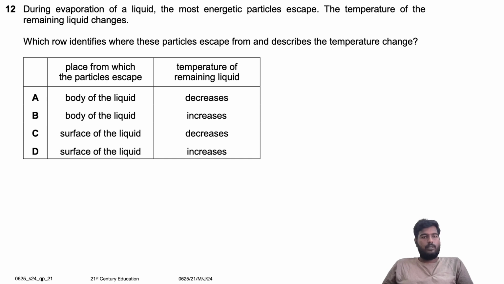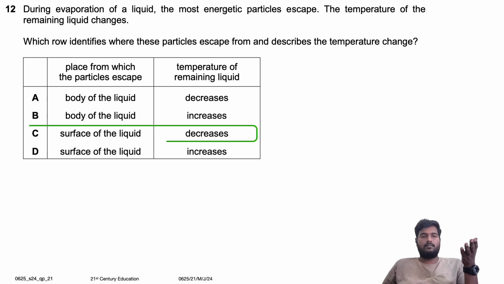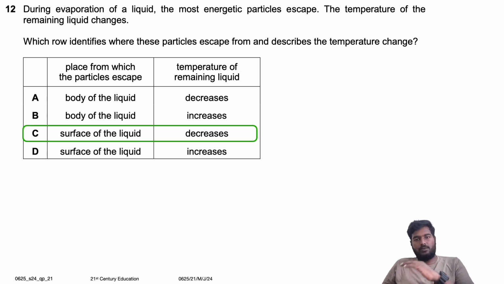During evaporation of a liquid, the most energetic particles escape. The temperature of the remaining liquid changes. Which row identifies where these particles escape from and describes the temperature change? Okay, so evaporation takes place only at the surface. Boiling takes place in the entire liquid, but evaporation takes place only at the surface. So the surface of the liquid, and the temperature of the remaining liquid will decrease because the most energetic particles escape from the surface and carry energy with them. So the remaining liquid's temperature will decrease. So option C.